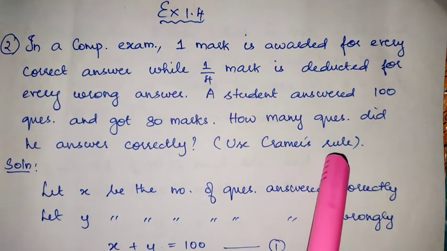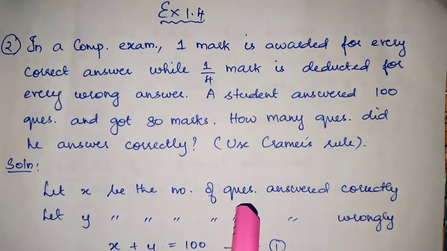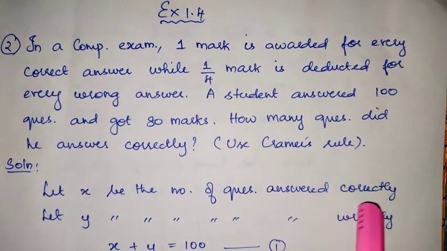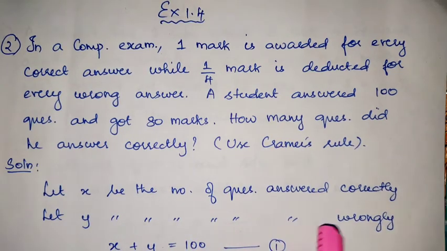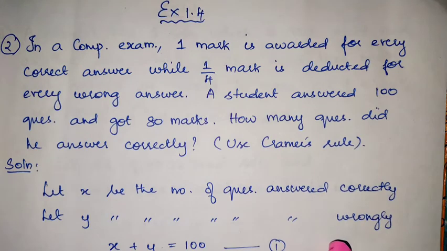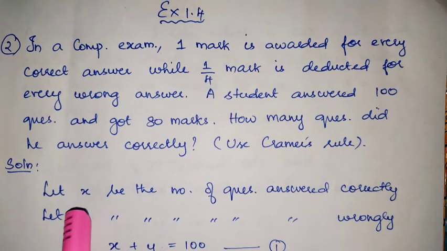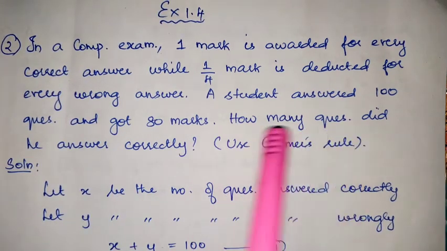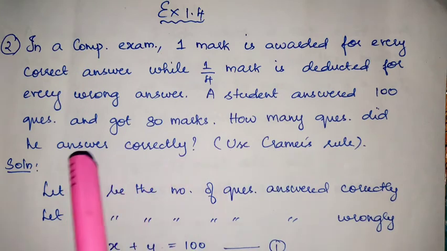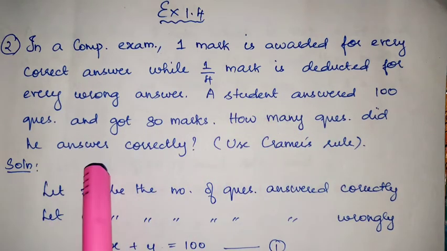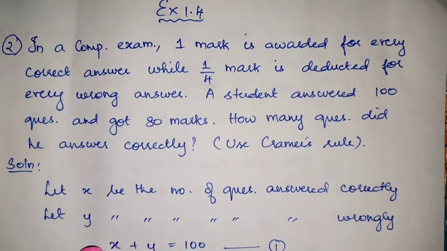So we can take that x is the number of questions answered correctly, and y be the number of questions answered wrongly. Here we don't actually want the y value, finding only x is enough, because the question only asks how many correct answers. Suppose the question asked how many questions he answered wrongly, then we would have to find the y value. Can you understand?